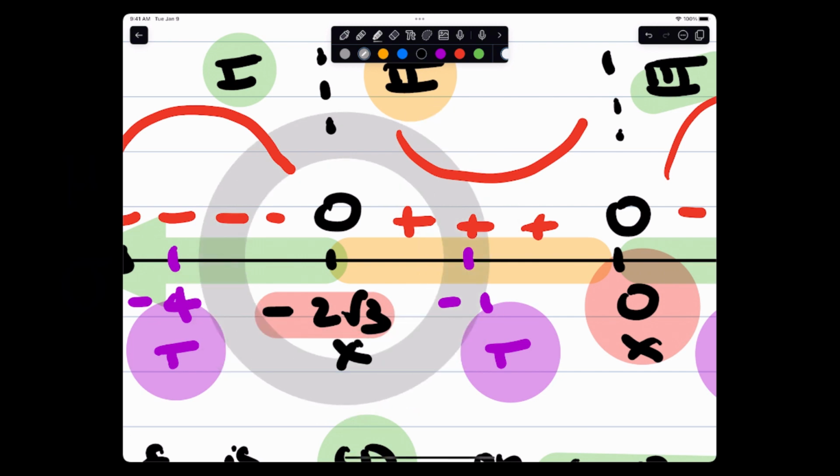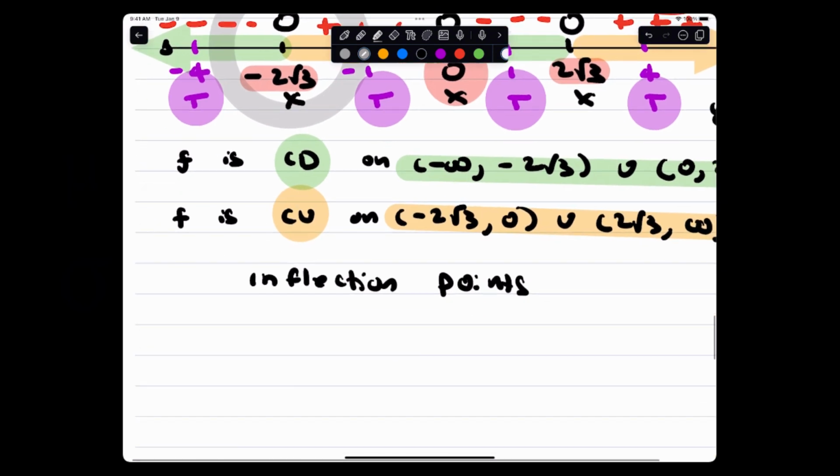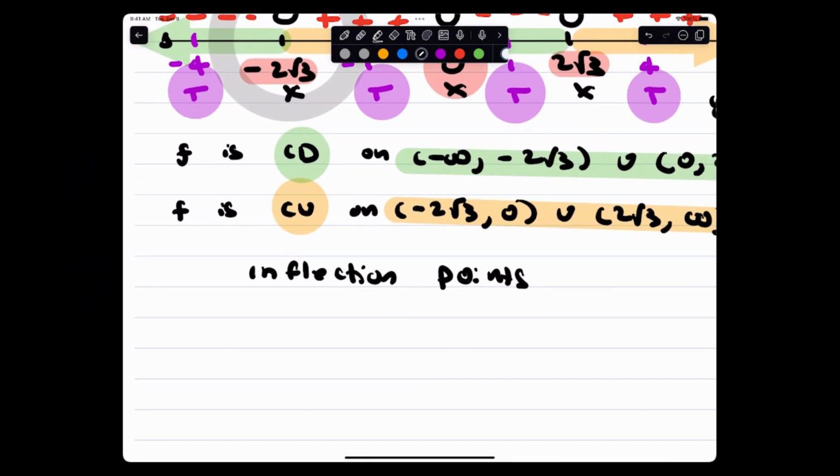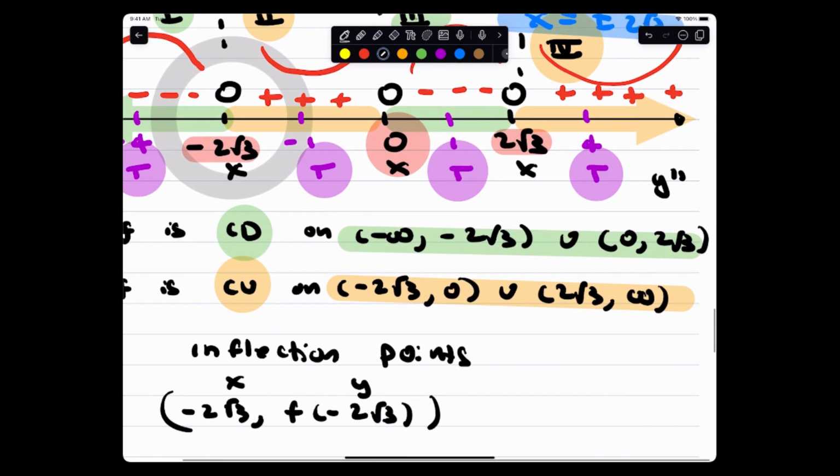You change concavity. So you say, what's the first inflection point? Well, it'll be negative 2 square root of 3, and then f of what? Negative 2 square root of 3. Because this is the x value. This is a y value. It has to be a point on your what? On your curve, ladies and gentlemen. It's an inflection point. That's the first one. What's the next one?